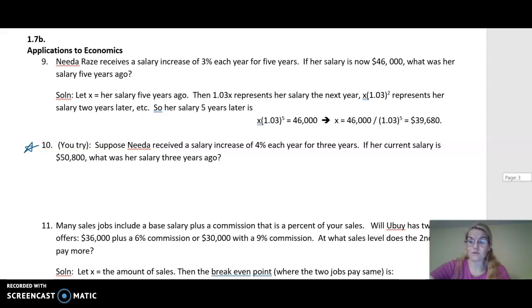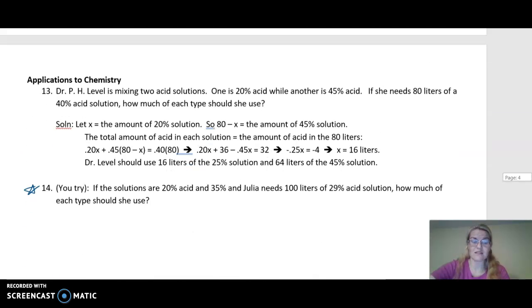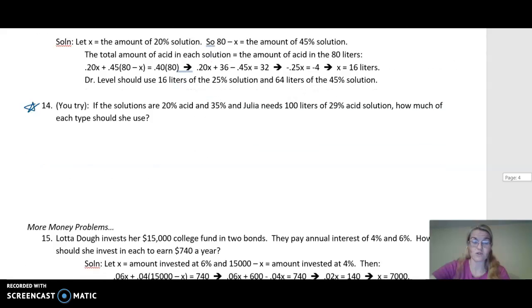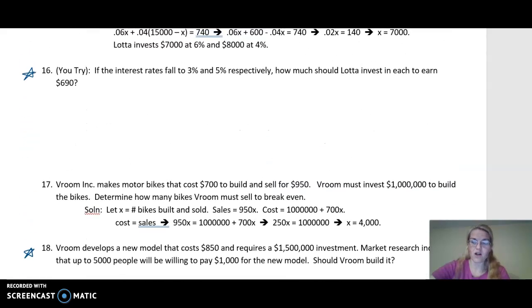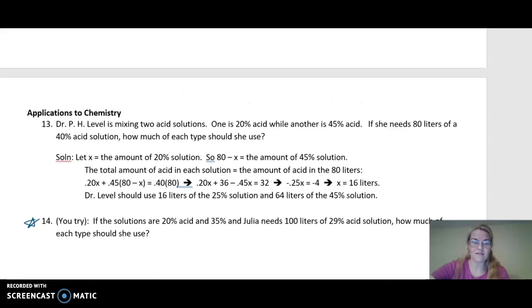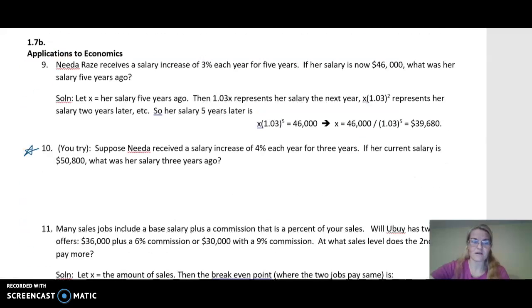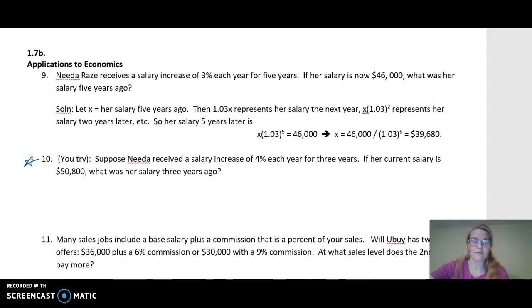We're going to talk about applications to chemistry and some mixing of acidic solutions and a little bit more money problems. And what you'll see is I've starred all of the even numbers. That's because from here on out, an odd number is an example, and I give you a solution kind of written out. And then the even ones are you try.